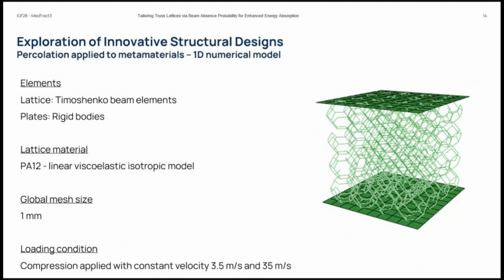And we had two loading conditions applied through these rigid plates. The bottom one is fixed. The top one moves, compresses the metamaterial, and it moves at 3.5 meters per second in one simulation, at 35 meters per second in another simulation. So we'll have these two loading conditions, but the metamaterial is this guy here. And you can see there's a few beams removed from the lattice.